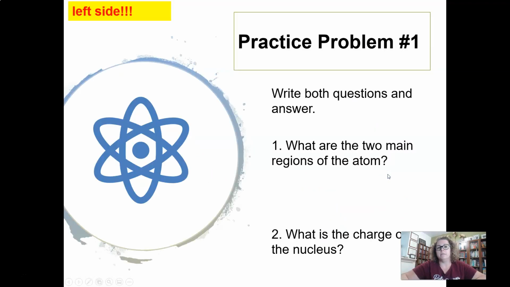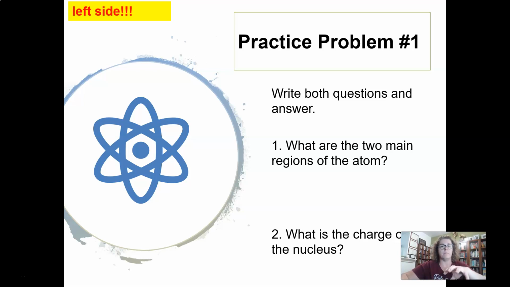So at the very end, pause it, try to answer the questions yourself, and then unpause it to check your answers. What are the two main regions of the atom? There's only two. You have what's called the nucleus inside the atom, and outside the nucleus is your electron region, your electron cloud. So you have two regions in the atom.